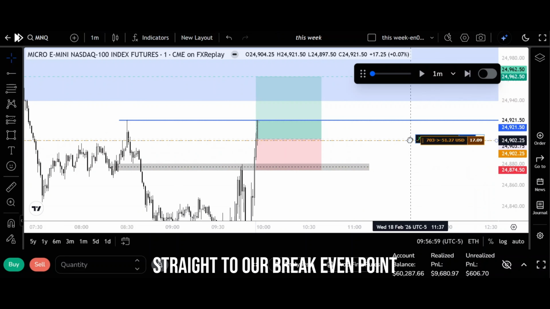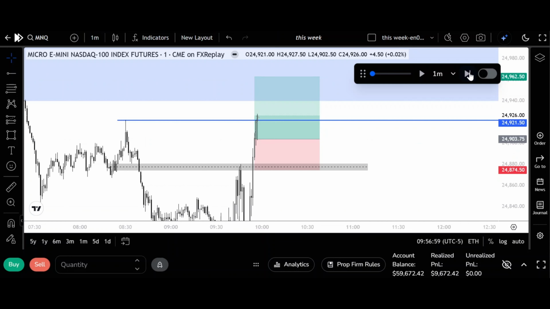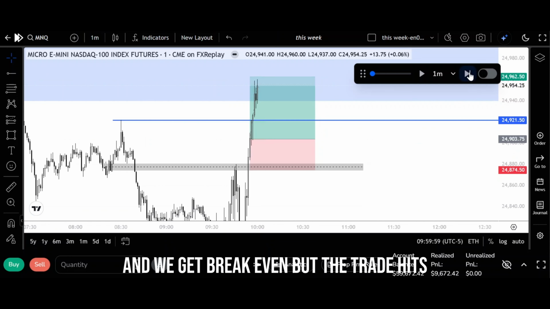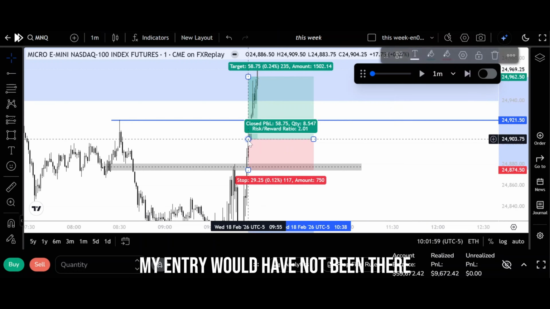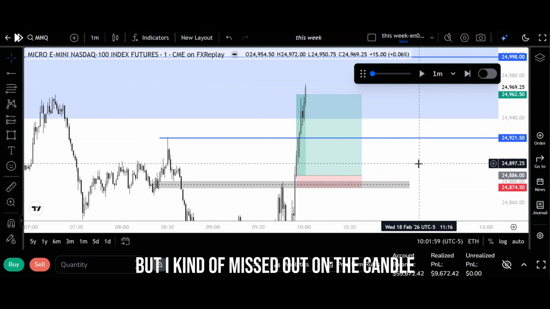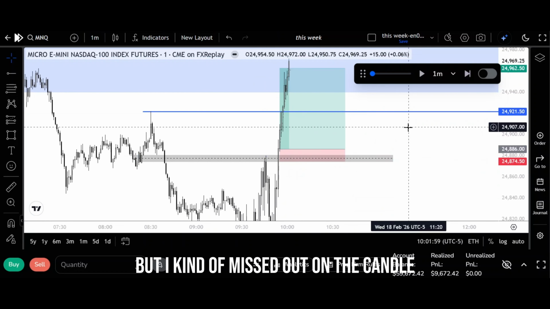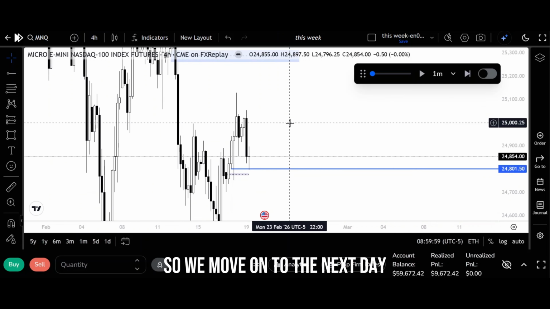Straight to our break-even point. And we get break-even, but the trade hits. My entry would not have been there. My entry would have been down here, but I kind of missed out on the candle. But you see the point, right? So we move on to the next day.